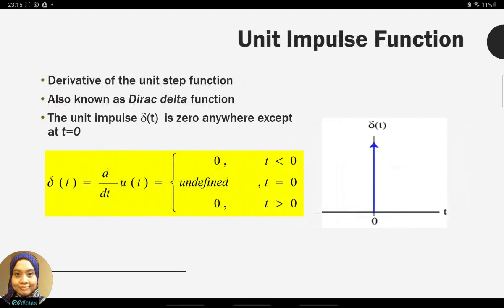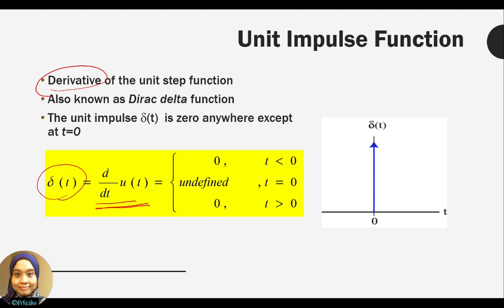Next is the unit impulse function. The unit impulse function is the derivative, in Malay we say the difference, of the unit step function. It is also known as the Dirac delta function, because when we do the differentiation of the unit step function, we always use delta, and this is the Dirac delta symbol. We use the Dirac delta symbol to represent these functions. That's why the name is Dirac delta function.